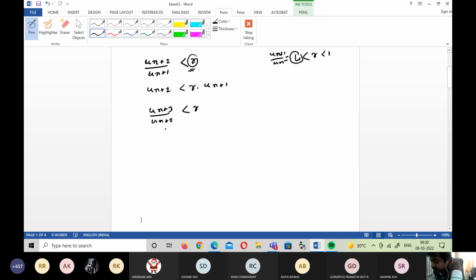So u(n+3) is less than r into u(n+2). So r into u(n+2), u(n+2) is less than this. So r into u(n+2). So it can be written as u(n+3) is less than r square u(n+1).